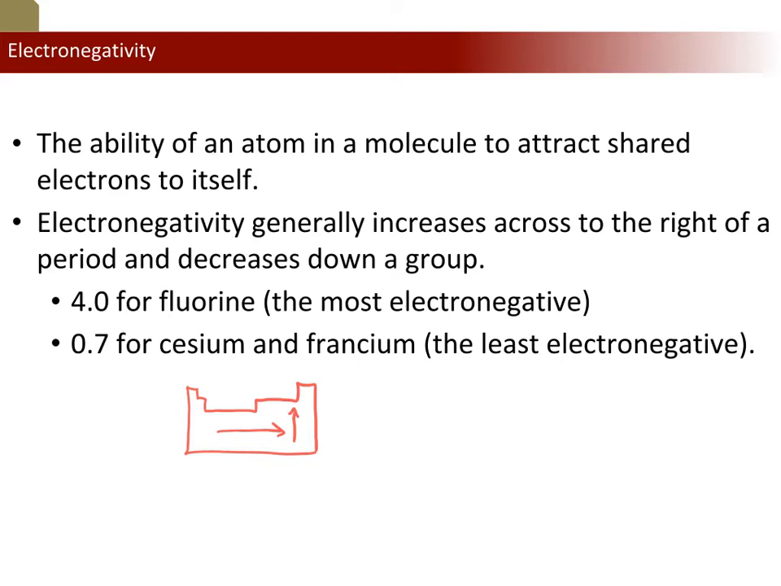So the most electronegative elements are in the upper right-hand corner of the periodic table, excluding the noble gases. And the least electronegative elements are in the lower left-hand corner of the periodic table. This means that the most electronegative element is fluorine, and it has an electronegativity of 4.0, and the least electronegative are cesium and francium in the lower left-hand corner.